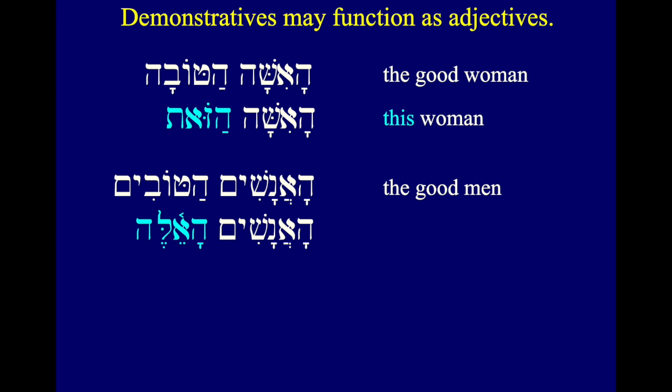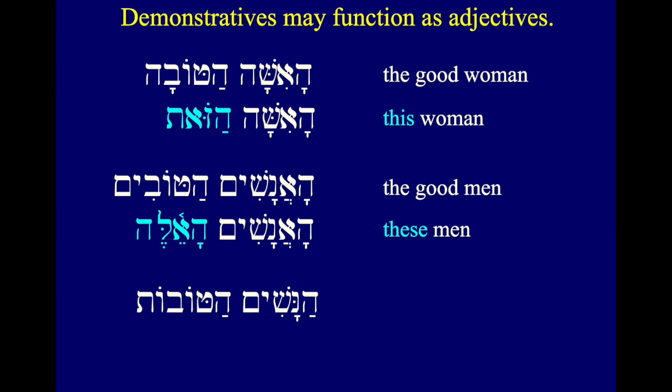Next, we have another example here using our demonstrative, ha-anashim ha-ela. The men, the these. Or these men. Notice that our demonstrative is functioning like an adjective and plays the same role as an attributive adjective in these examples. So you know to translate it like an attributive adjective.